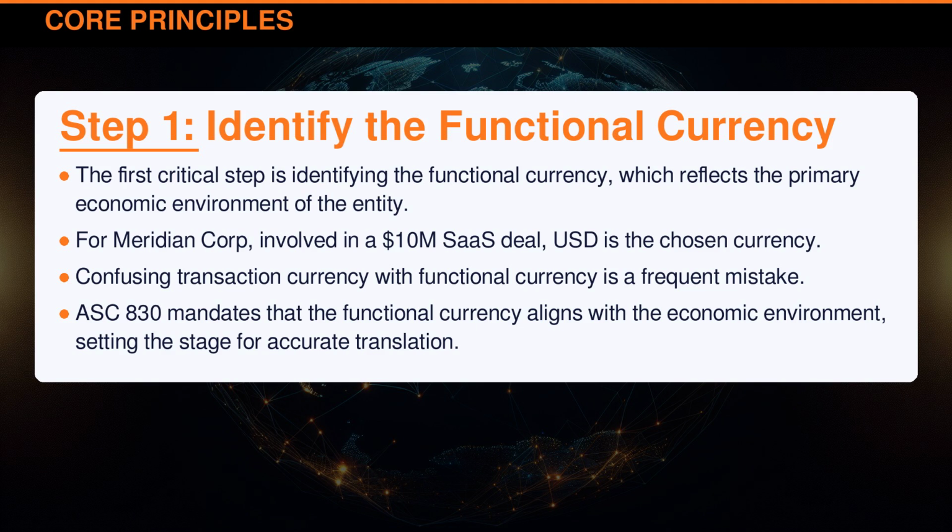The first critical step is identifying the functional currency, which reflects the primary economic environment of the entity. For Meridian Corporation, involved in a $10 million SaaS deal, USD is the chosen currency. Confusing transaction currency with functional currency is a frequent mistake. ASC 830 mandates that the functional currency aligns with the economic environment, setting the stage for accurate translation.